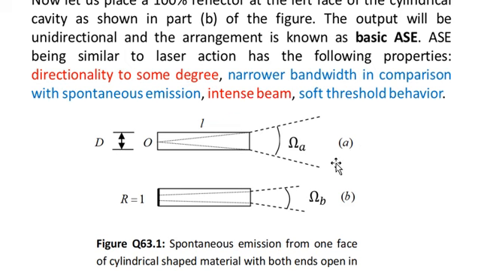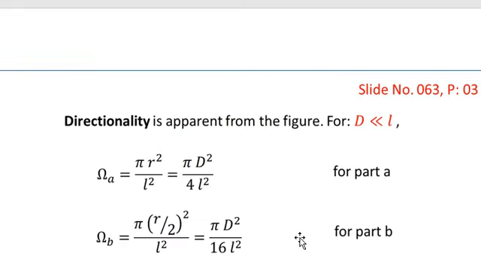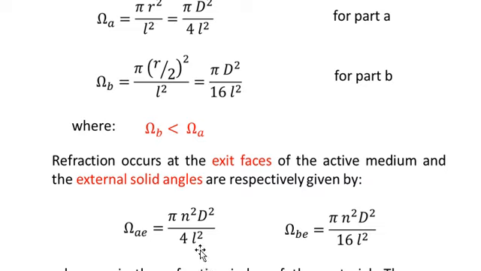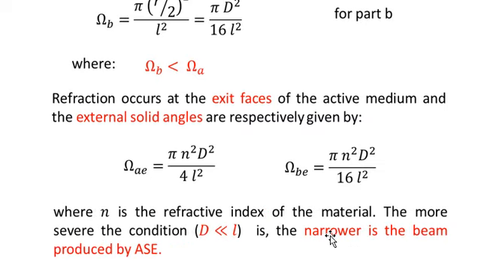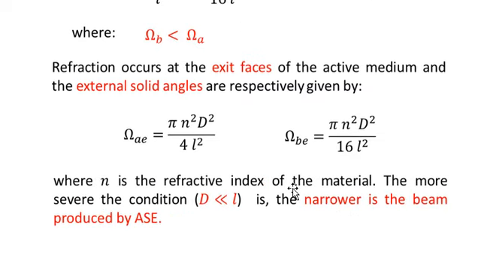So sigma AE will be equal to n square times sigma A, and sigma A is defined as the solid angle within the cavity. And similarly for case B, we have sigma B external equal to n square times sigma B internal. So that's why we have n square factors in both of these expressions for the external solid angle, where n is the refractive index of the material inside the cylinder.